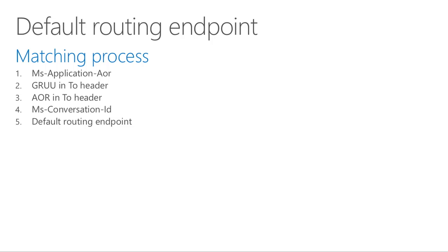At this point, most every invite that comes into your application will have been matched. But if you're redirecting traffic to your UCMA application, none of these first four options is going to match the conversation to an appropriate endpoint. There won't be an MS application AOR header. The to header is not going to match any endpoint owned by your application. And it won't be an existing conversation. So at that point, it goes to the default routing endpoint.